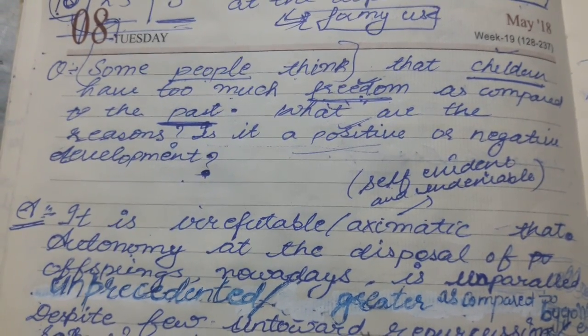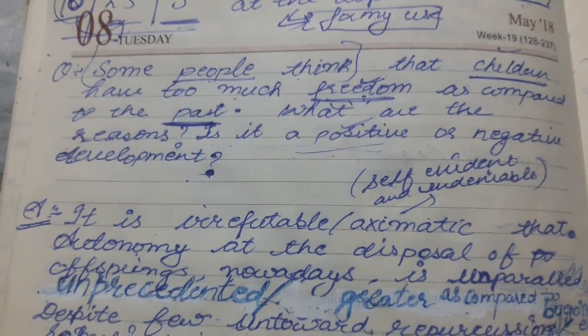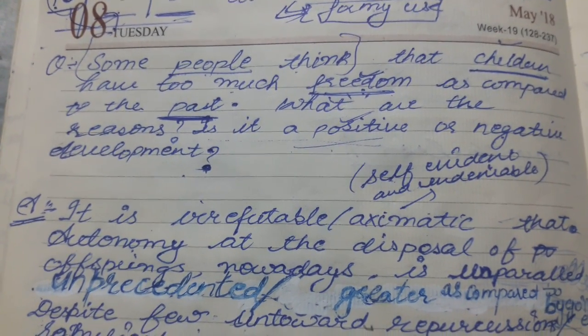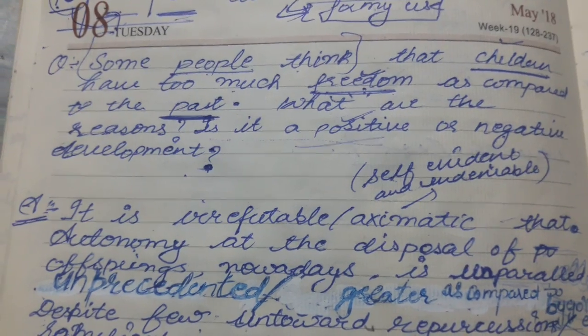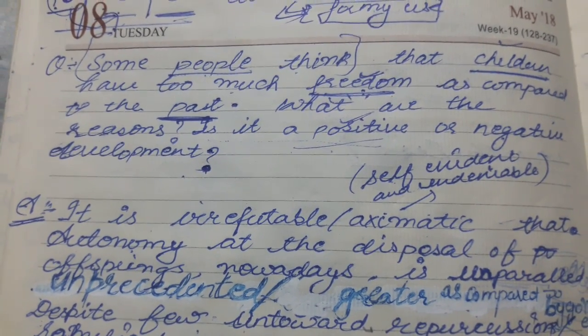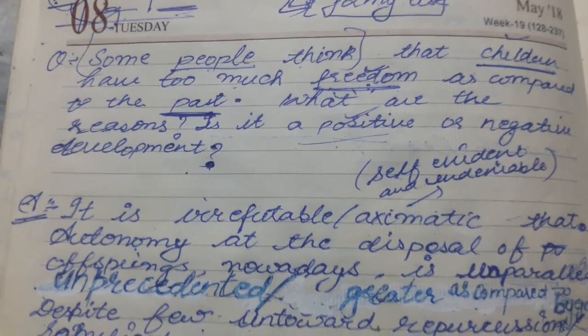So if you want to have a strong opinion, you'll either say it's a completely positive development, or it's a completely negative development. Or you can also say that its positive aspects are heavier than the negative aspects. In that case, you will have to mention both the aspects.